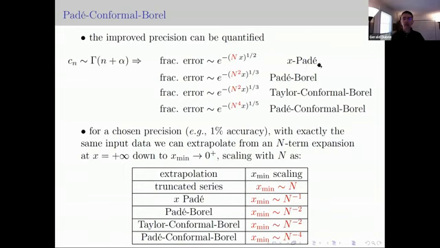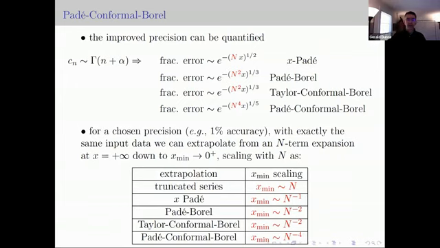So again, if you do x Padé, you can use these orthogonal polynomial results to show that the fractional error as a function of x and as a function of the number of terms you give me, capital N, scales in this exponential way. Whereas if you do Padé, you gain an extra factor of n up here. And so the way to read this is, this means that we're starting at x equals infinity. We would like to go down to x closer to 0.